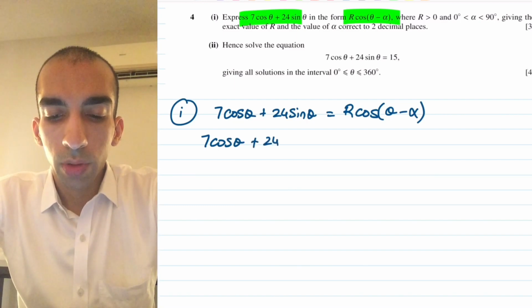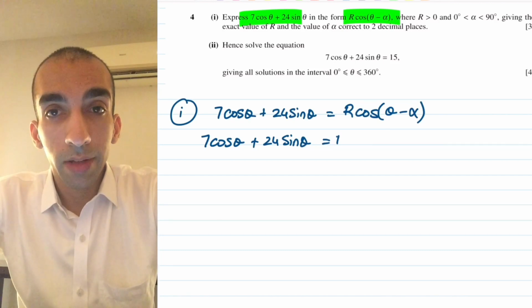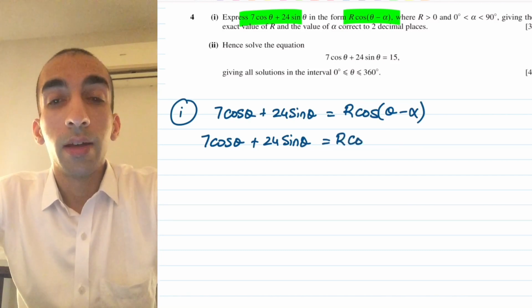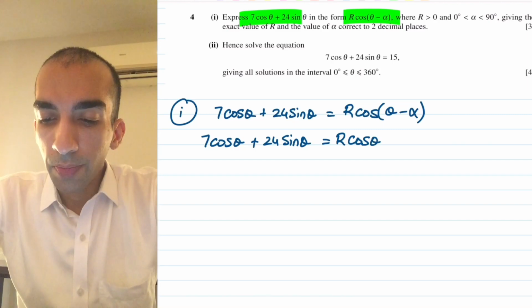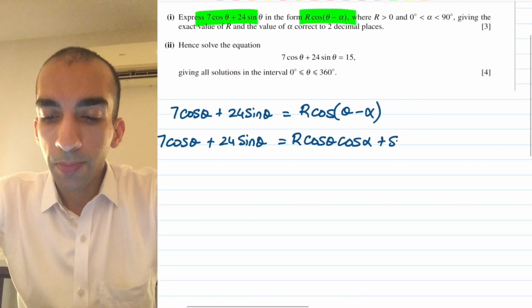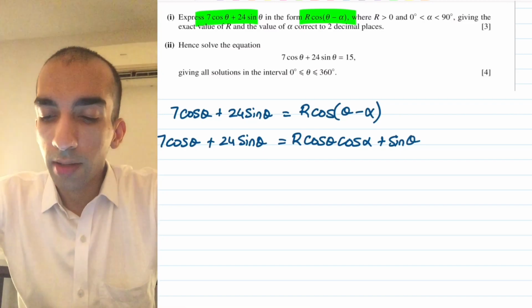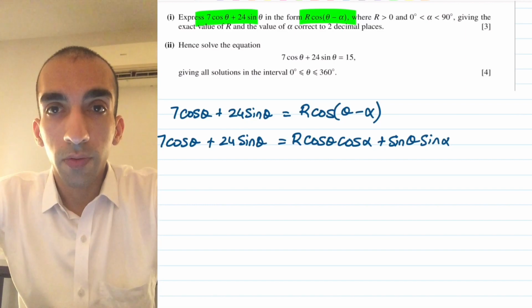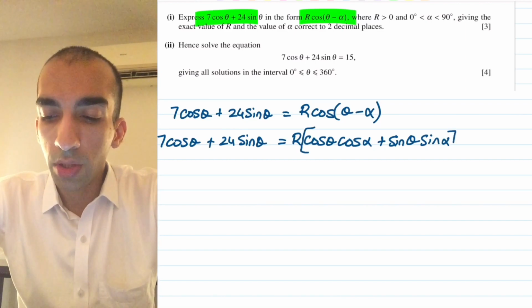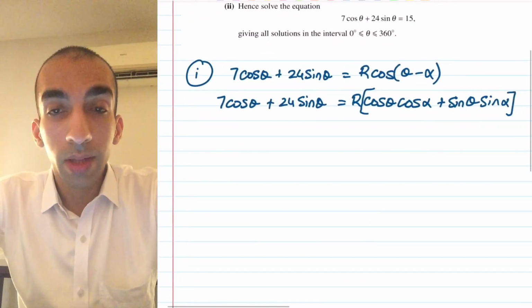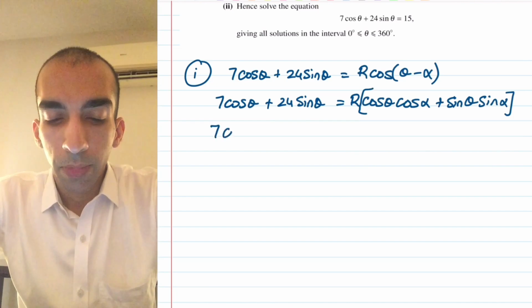We can't do much with the left hand side, so we're going to keep it as it is. However, r cos(theta minus alpha) can have a compound angle identity applied to it. So we're going to say r (cos theta cos alpha plus sin theta sin alpha). You should know your compound angles by now. If you don't, find my video in the playlist in which you can find that. R, remember, multiplies the entire expression, so we put a bracket.